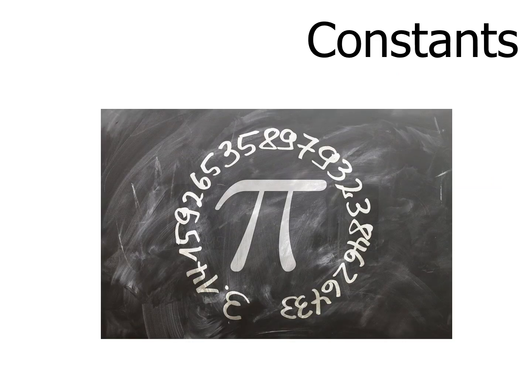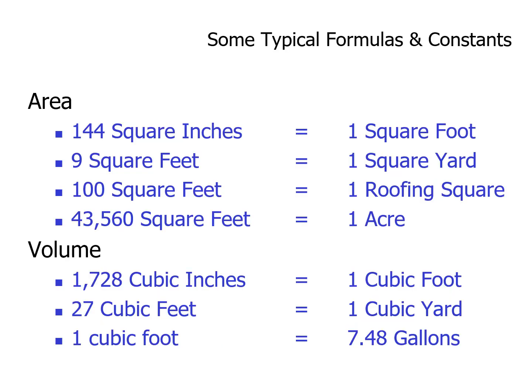Okay, so what we're going to do now is look at some of the constants that we use in construction. Here are some of the square constants, area. 144 square inches in a square foot, 9 square feet in a square yard, a 3 by 3. In roofing, 100 square feet in a square. And when we look at our lots, our property, 43,560 square feet equals 1 acre. Just a constant.